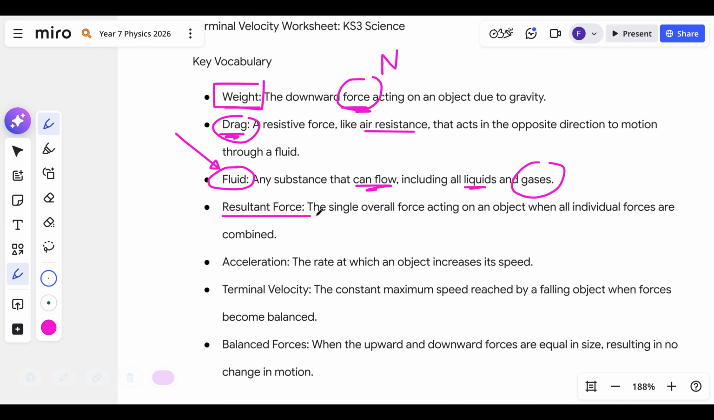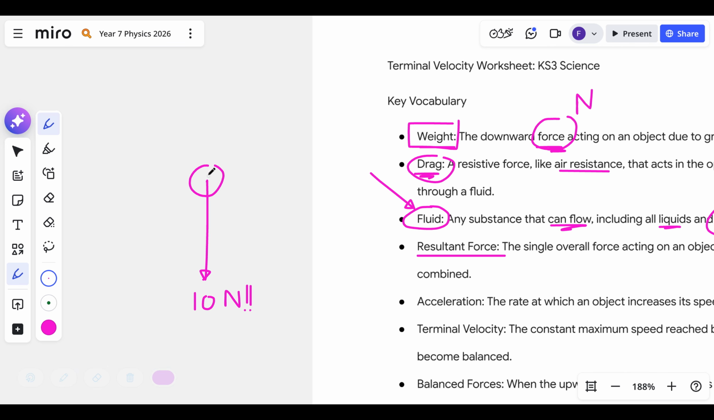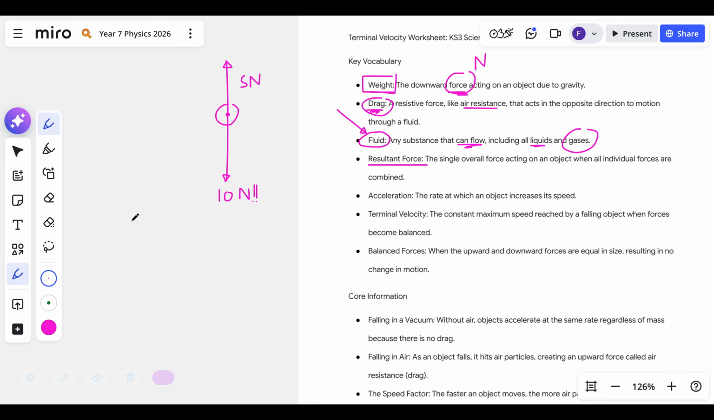Now, resultant force, and we've done this, but I'm going to show you again in terms of what we need to understand. If I have a ball and I drop it, its weight is downwards. Let's say it has a weight of 10 newtons. Remember, this is not kilograms, 10 newtons. And if the air resistance in the opposite direction is 5 newtons, then the resultant force will be 10 minus 5 to give me 5 newtons. That is the resultant force.